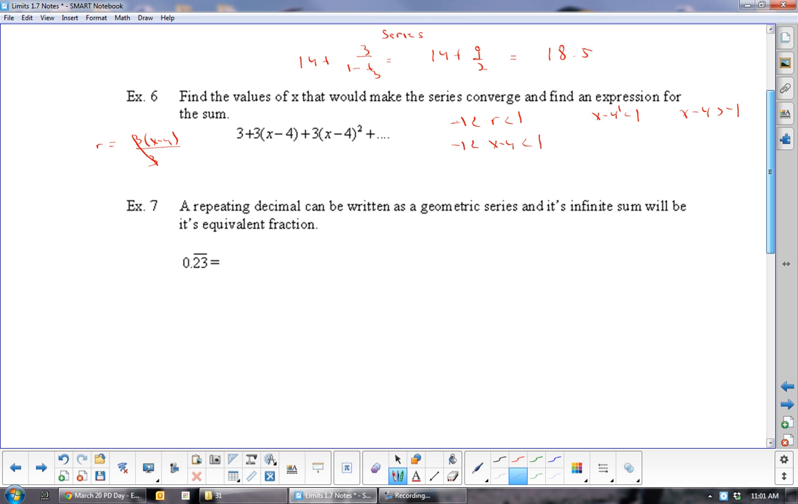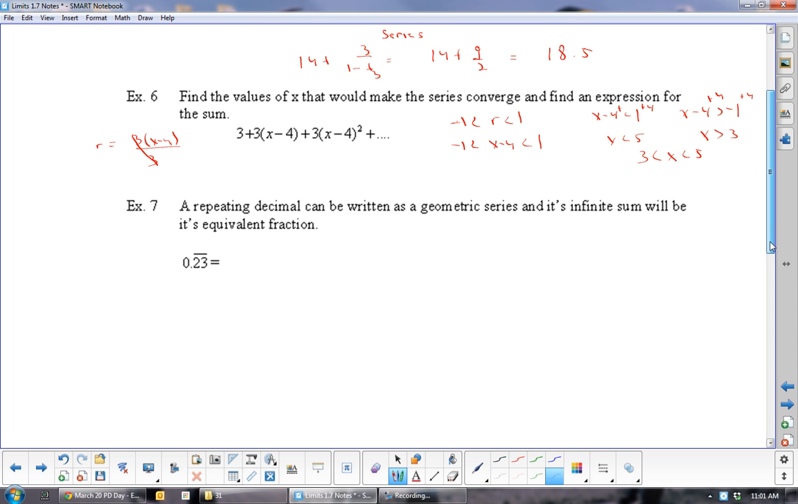So then you just add 4, add 4. x has to be less than 5. I'm going to add 4, add 4. x has to be greater than 3. So then you can just write it out: x has to be less than 5 and greater than 3.